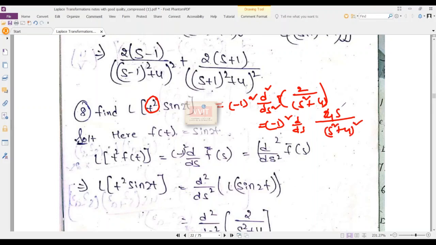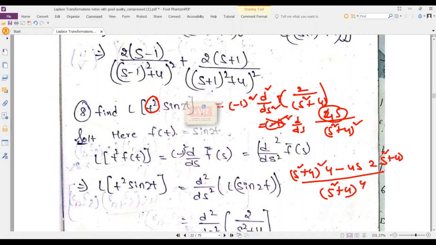One more differentiation, but here u by v formula will be there. Since numerator also has s, denominator also has s, you have to find that one. So minus 1 whole square is plus 1, so I'm not worrying about that. S square plus 4 whole power 4, s square plus 4 whole square. Differentiation of this will be 4, because the differentiation of s is 1. 1 times 4, 4 minus 4s. Differentiation of this is 2 times s square plus 4 times, again the differentiation 2s.